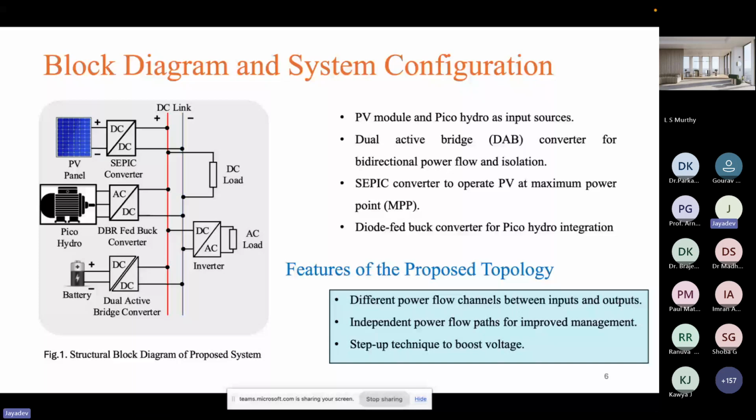We could also use a bidirectional buck boost converter, but we are intentionally using a DAB converter because it has some inherent advantages over the bidirectional buck boost converter. If you use a bidirectional buck boost converter, your DC link voltage will be fixed. Once your converter is designed, your DC link voltage is fixed and your switching range is limited. That means the input to output voltage range is limited by the switching range, that is, your duty cycle.